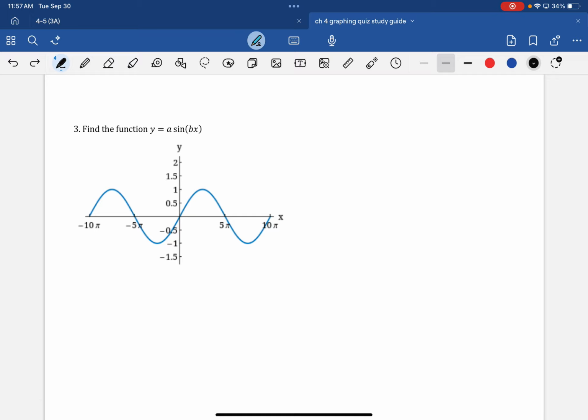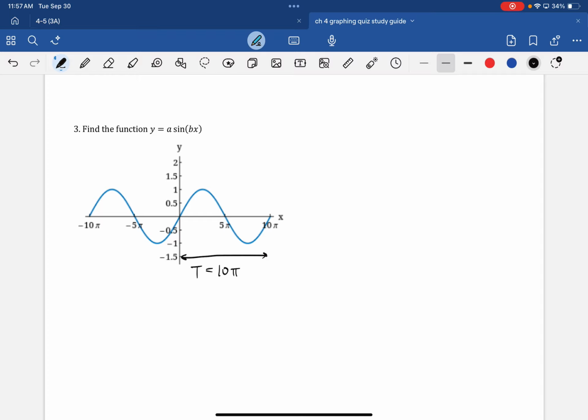Your first step is to notice, okay, so here, my amplitude is still 1, right? Because the maximum and minima are 1 and negative 1. So A is still 1, so I have no problems there. But here, what I would do is I would first calculate the period and then use that to find what B has to be. Okay, so in this case, the period is 10 pi, right?